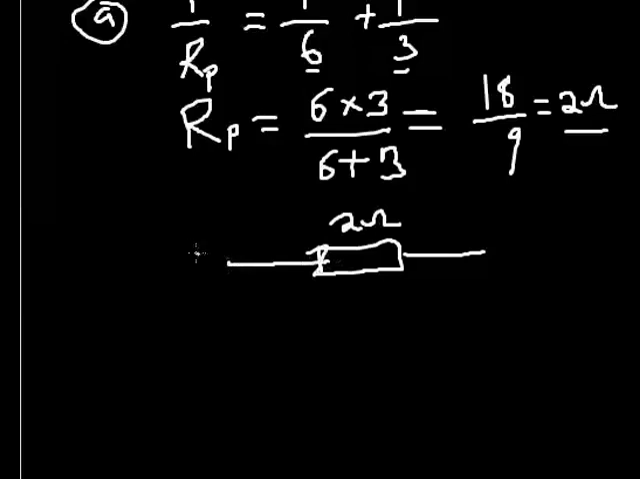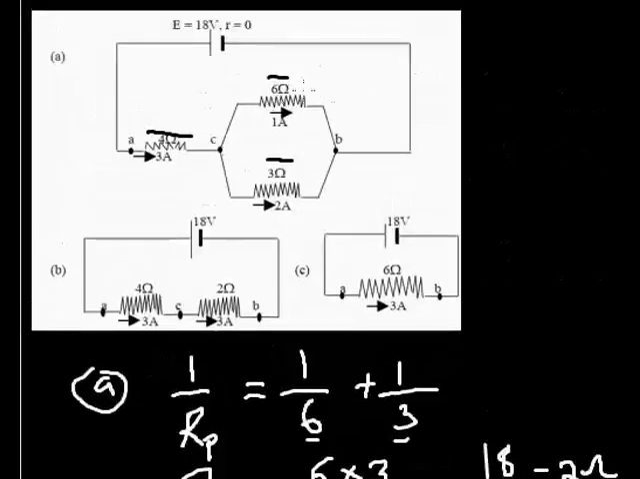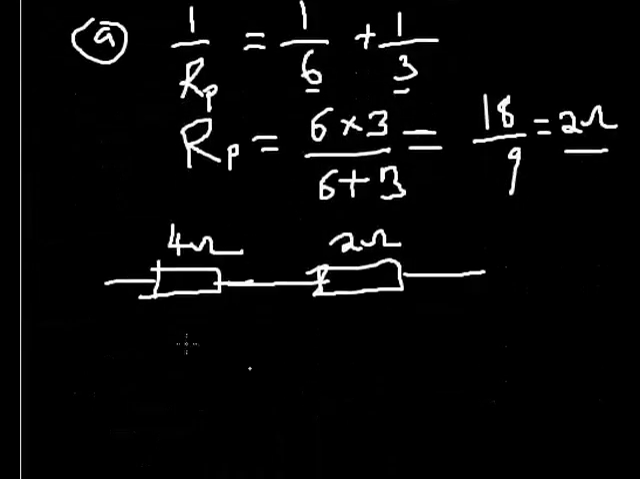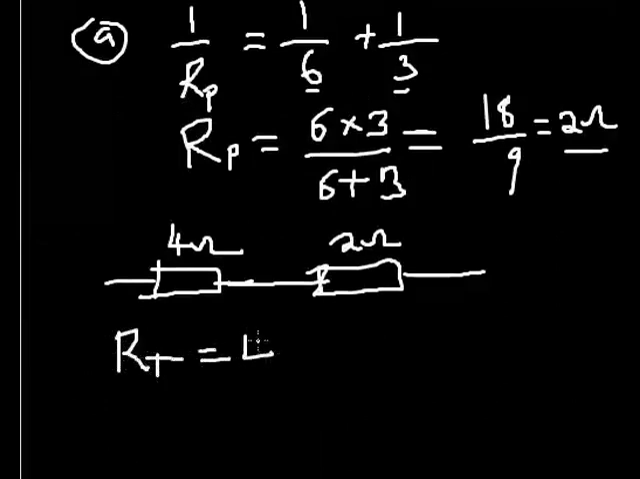Then if I redraw this circuit now, the whole of the 6 and 3 is 2 ohm, connected to 4 ohm in series. So now the total resistance, remember series connection, RT is going to be equal to 4 plus 2, which is 6 ohm.